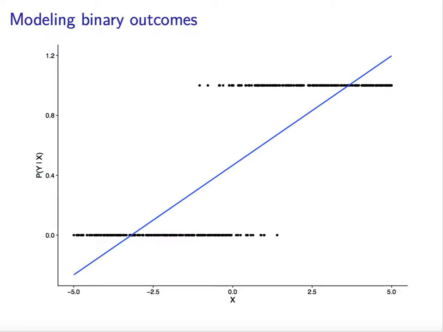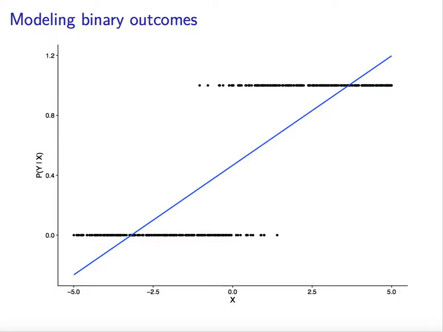So here we have two variables, x and y. X is a continuous variable, say it's the result of some blood test, and y is a binary outcome. Let's say it's the presence of some abnormality or the observation of some disease.